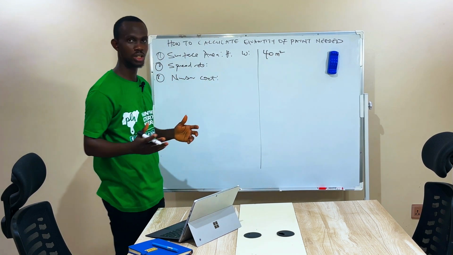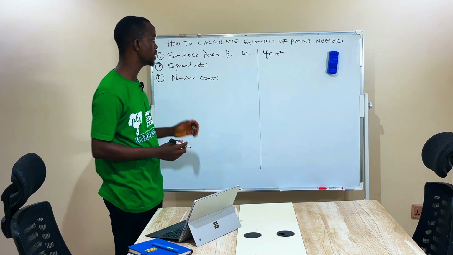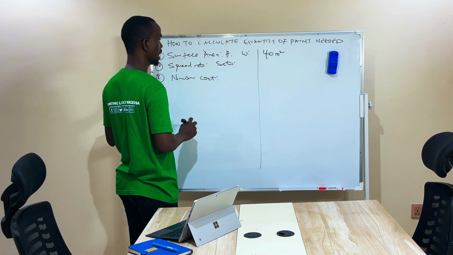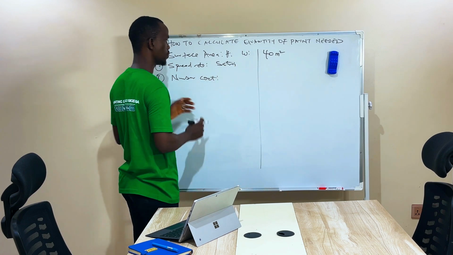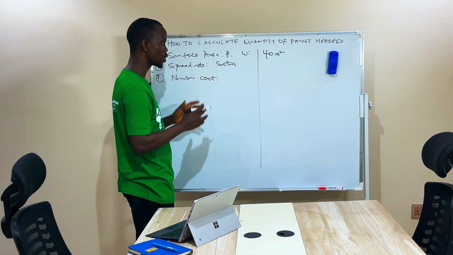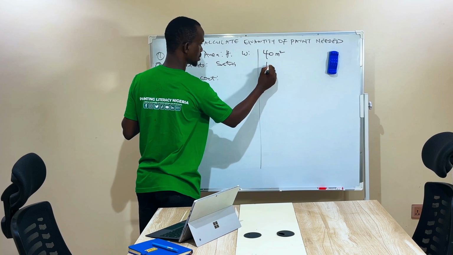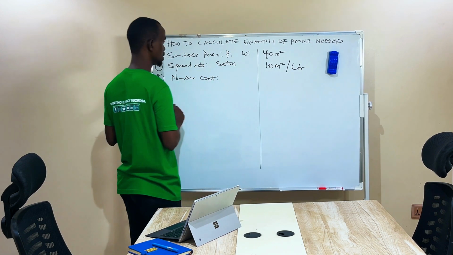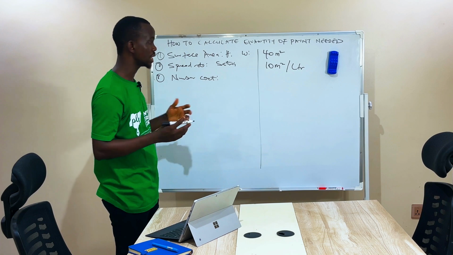Then let us agree on a particular paint. Let's say satin paint. Then let's say this satin paint of this particular brand will cover 10 square meter per liter. Now let's agree on the number of coats. Let's say 2 coats.